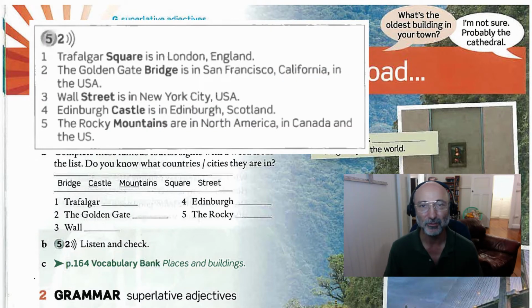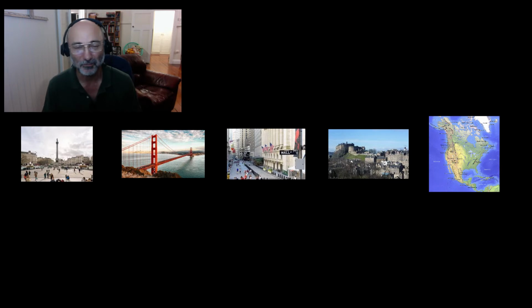Here are the answers. Number 1, Trafalgar Square. Number 2, the Golden Gate Bridge. Number 3, Wall Street. Number 4, Edinburgh Castle. Number 5, the Rocky Mountains. Here they all are. Trafalgar Square, the Golden Gate Bridge, Wall Street, Edinburgh Castle, and the Rocky Mountains.